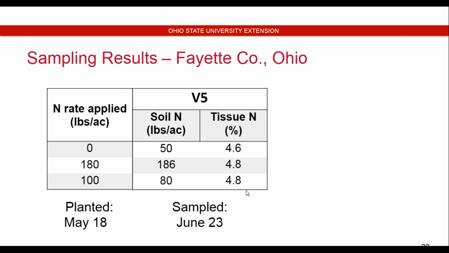On these tissue tests, the sufficiency at V5 is about 4%, and even on our plots that had 0 nitrogen, we're well above the sufficiency range. We're not seeing any sort of deficiency in that crop to date.